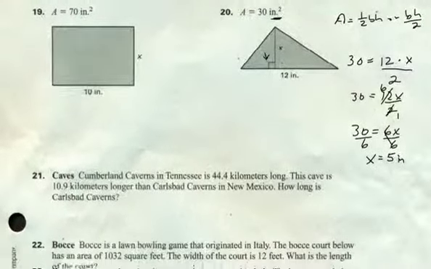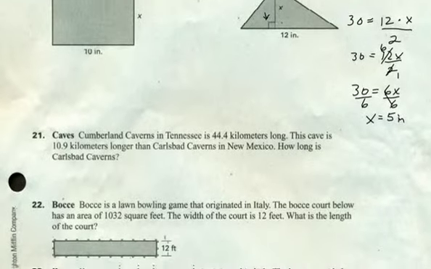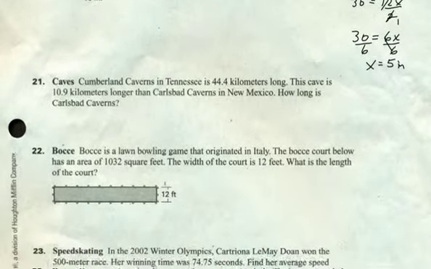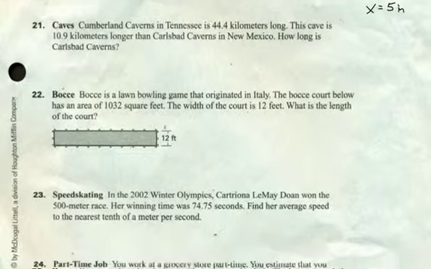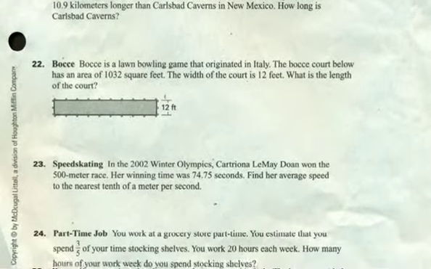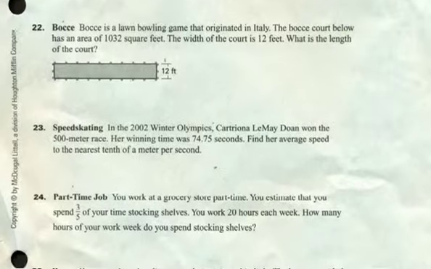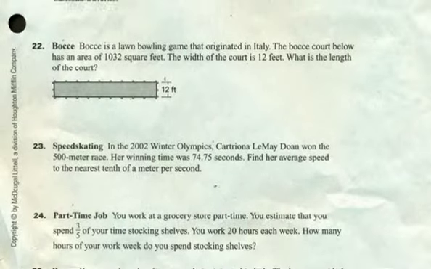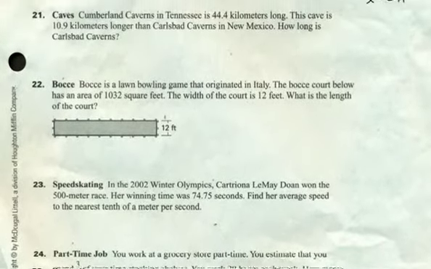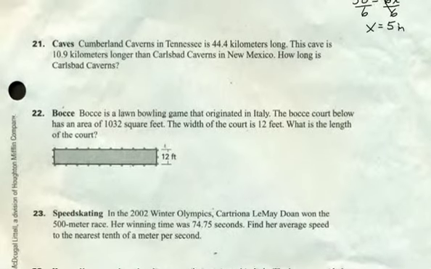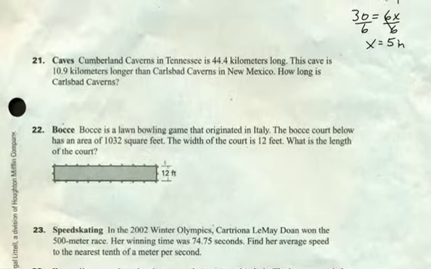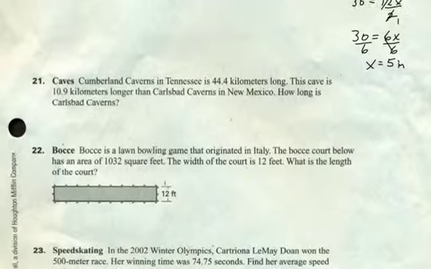All right. Cumberland Caverns in Tennessee is 44.4 kilometers long. This cave is 10.9 kilometers, a little bit farther. Okay, this cave is 10.9 kilometers longer than Carlsbad Caverns in New Mexico. How long is Carlsbad Caverns?